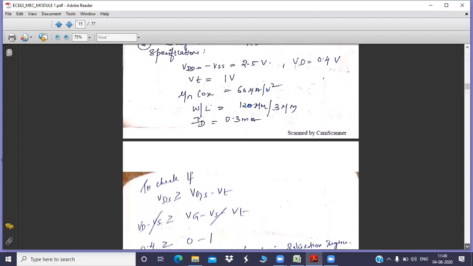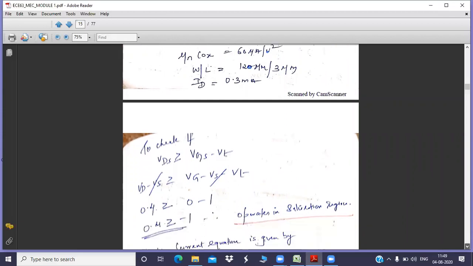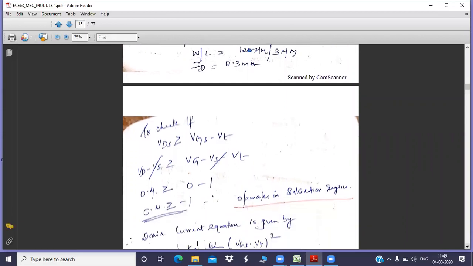First, what is the step? As I already told you, the first step is you need to check whether the region of operation lies in saturation. What is the condition for saturation? VDS greater than or equal to VGS minus VT. Put the parameters, cancel VS. It is sure that 0.4 is going to be greater than minus 1. 0 minus 1 is minus 1. So 0.4 is going to be more positive than minus 1, so obviously it is going to be in saturation only.